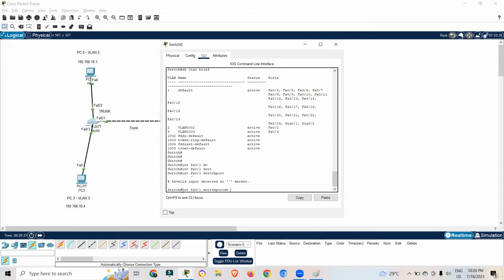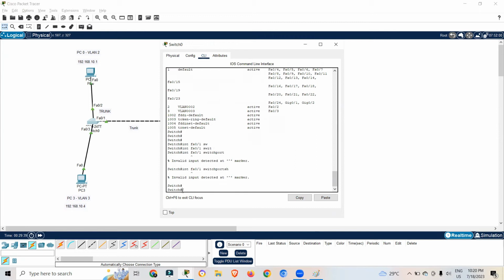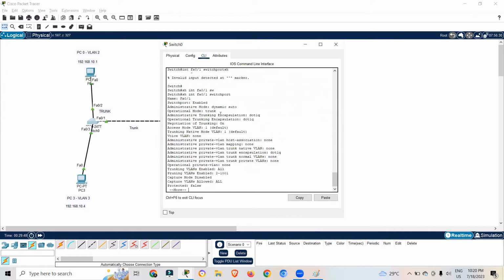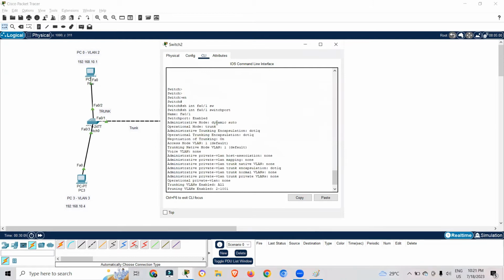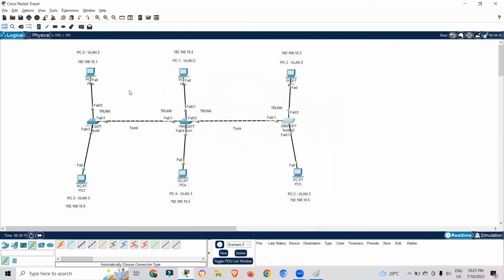I'm a little bit confused about the switch. Let me explain again. Interface FA0/1 switchport. I will see that the operational mode is now trunk, right? Again, enable, show interface FA0/1 switchport. You can see the operational mode is trunk. So how could this be possible that these links are trunk links now?